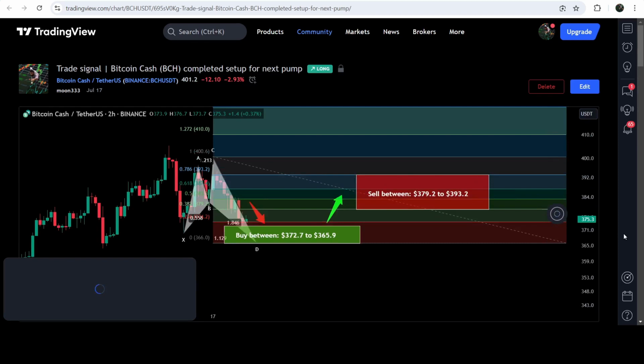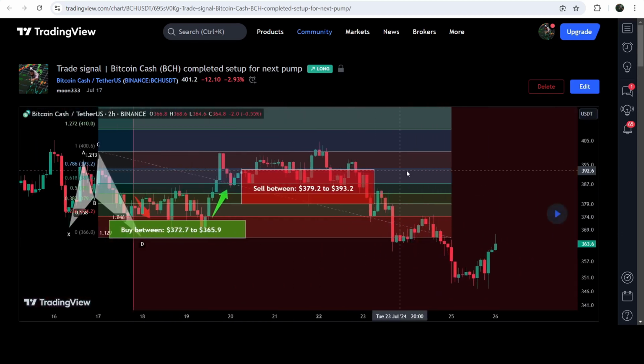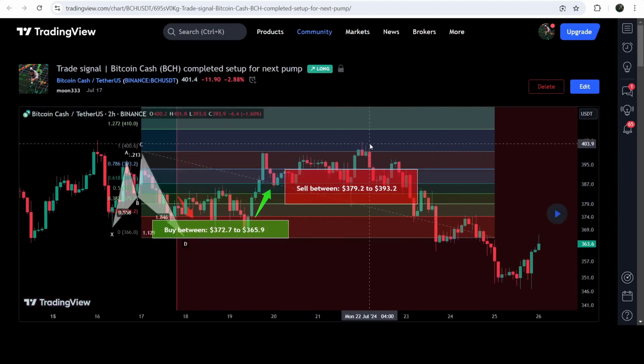Now if I play this chart, you can see that the price dropped down into the buying zone. Then we had a very nice reversal, and this was almost an 11% pump.